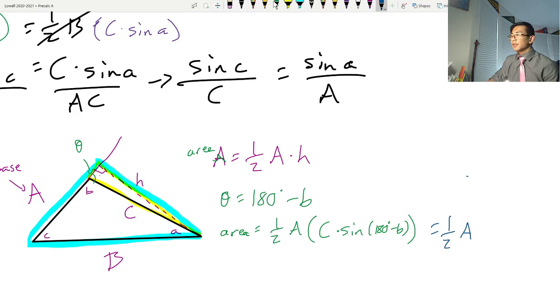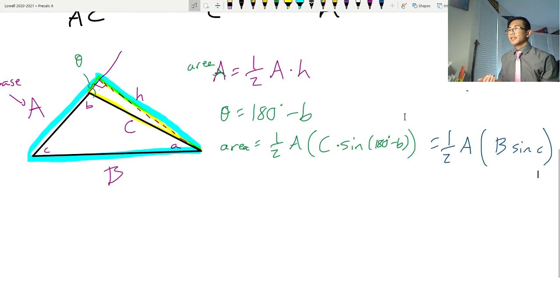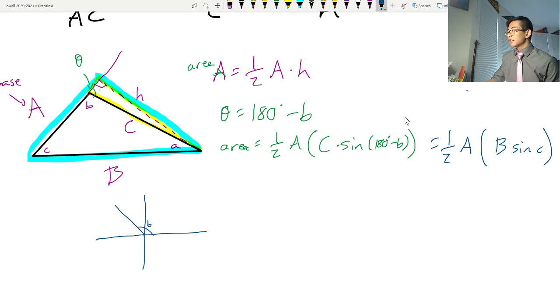times B sine of little c. And hopefully, with a little mental gymnastics, you can flip your paper around sideways and see that. But once we have this, there's this kind of big mess here with the sine of 180 minus b. But check this out. Let's pretend B is some obtuse angle, right? So I'll draw roughly where B is. This is B. This would be 180 minus B. This would be theta from above, right?